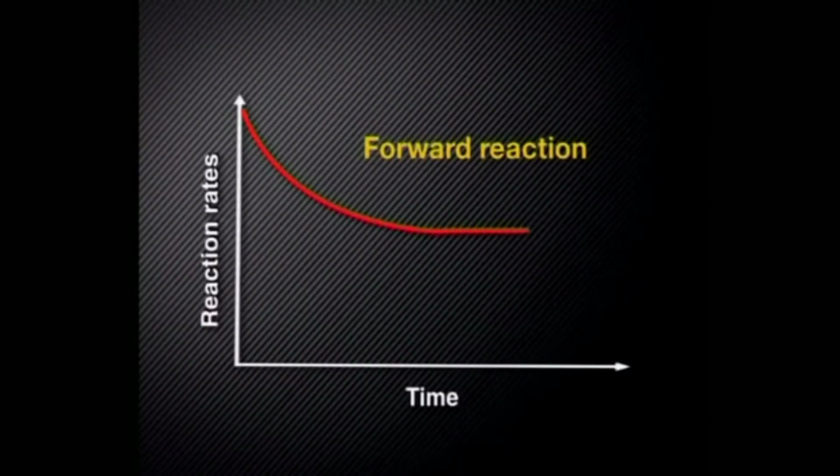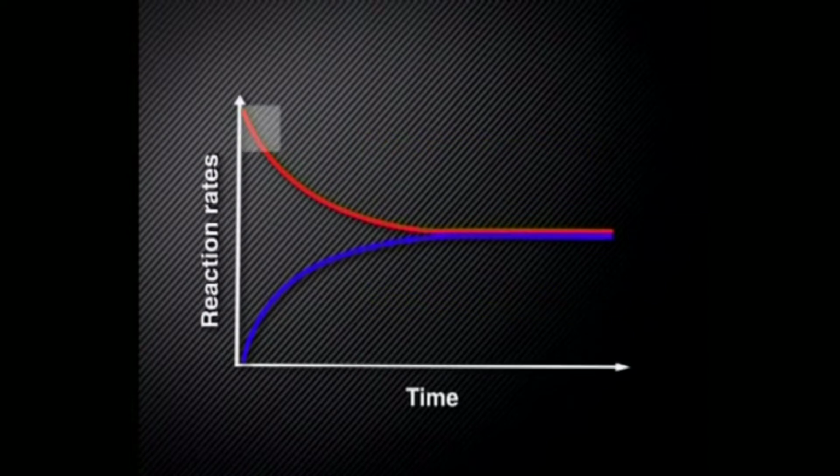There are two major graphs used to demonstrate chemical equilibrium. Make sure that you copy both graphs in your notes. This first graph shows the relationship between reaction rate and time. Initially, the forward reaction in red occurs very quickly, but as the reactant particles collide to form products, its reaction rate slows down.